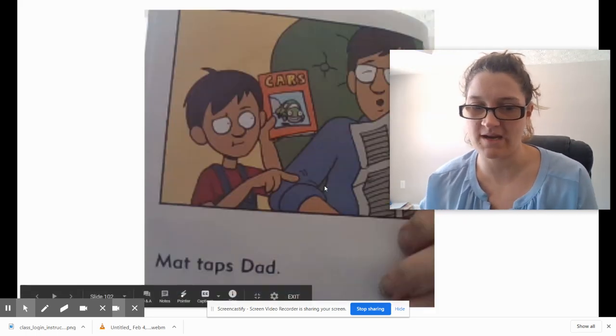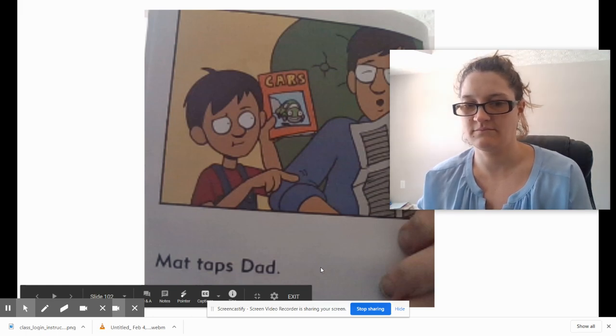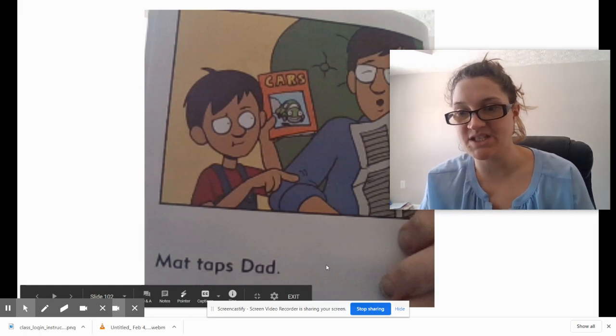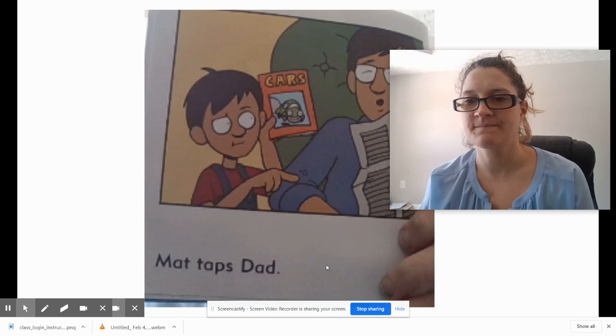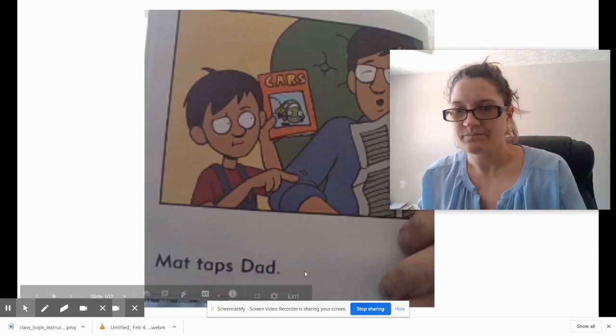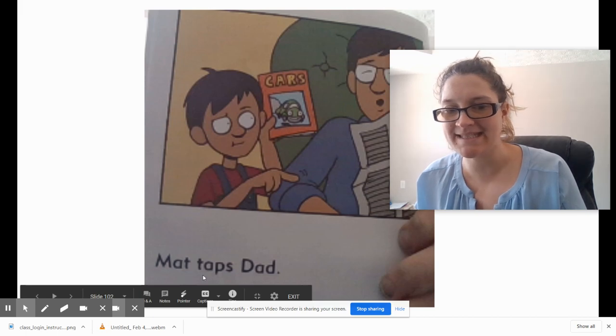Go ahead and read. In the box, you're going to write the word mat. Mat. Great. You should have read this page as saying Matt taps Dad.